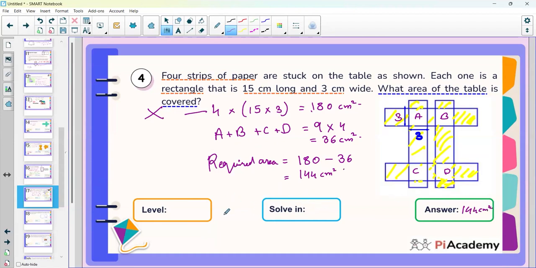Okay. Now, this can be considered as one of the tough level problems where you need to identify the missing dimensions of these squares and remove this area. It's a hard level problem, but you guys are expected to solve it under 2 minutes.